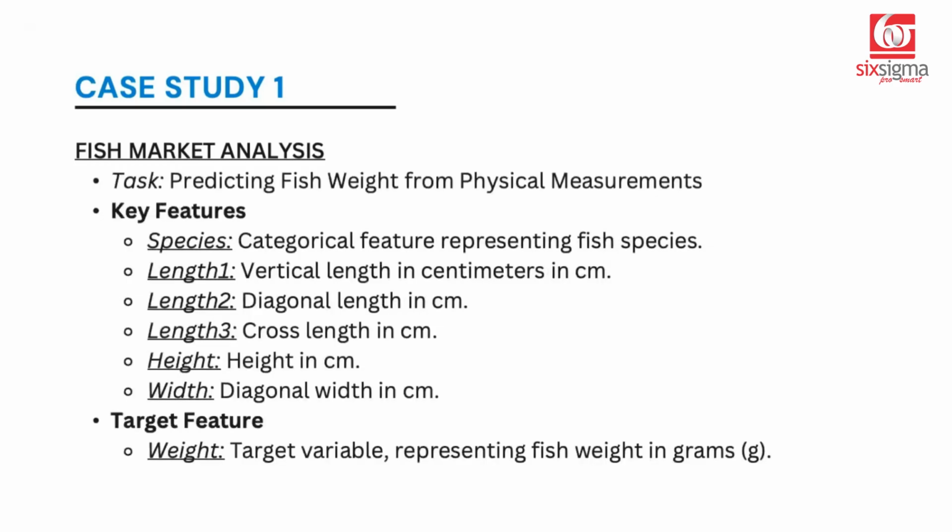Here is the dataset. This dataset talks about these features. First is species, which is a categorical feature. Then we have three different types of lengths, which are measured in centimeters: vertical length, diagonal length, and cross length. Then we have height, and then we have width, which is diagonal width in centimeters. Finally, we have to predict the weight, which is our target variable, and this is measured in grams. So with this, let's now dive right into the coding piece.